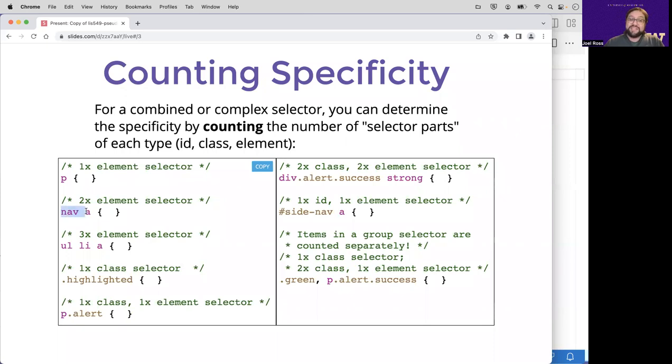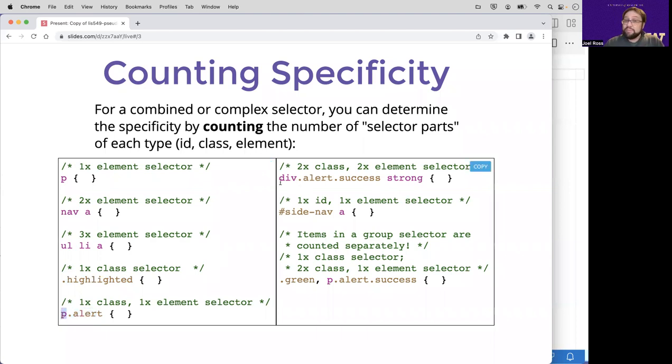This rule has a descendant selector, but I've got two parts, a nav part and an anchor part, so that's 2 element selectors, so I would count that as 2 elements. This one has 3 elements, 1, 2, 3. This one has 1 class selector, so we talk about it as having a selector specificity of 1 class. This one has 1 element and 1 class. It's got both pieces, so we would talk about the specificity as being 1 class, 1 element. We've got 1 of each.